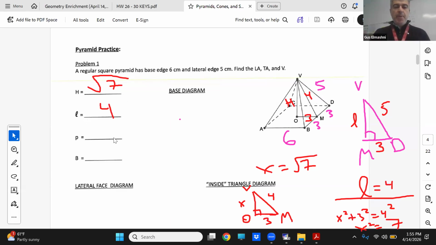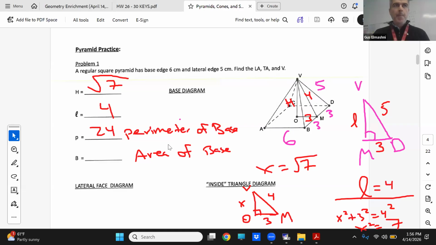Now P is going to be the perimeter of the base. What's my perimeter of the base? 24. This is the area of the base. What's the area of the base going to be? 36.